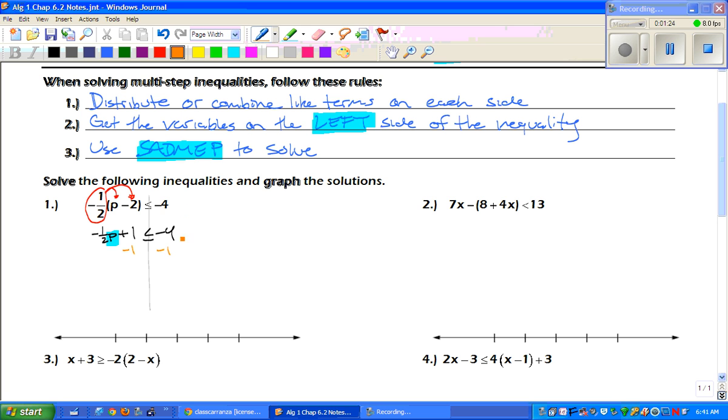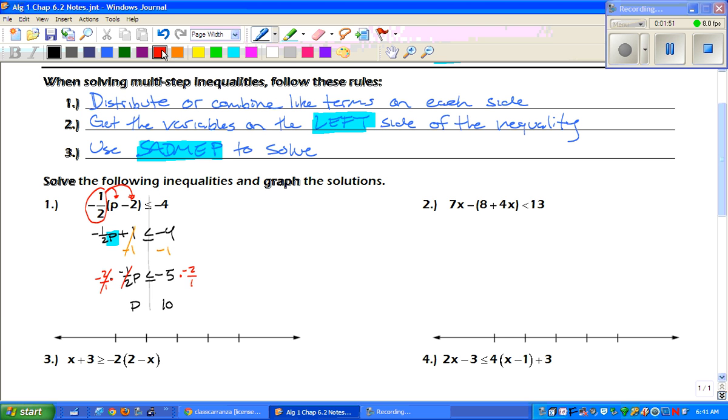Now we're just going to use SADMAP. Cancel that, we get negative 1. Negative 1/2 p is less than or equal to negative 5. Okay, and now we need to multiply by the reciprocal. Those cancel.